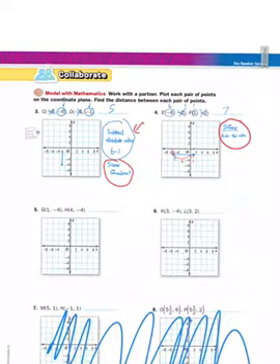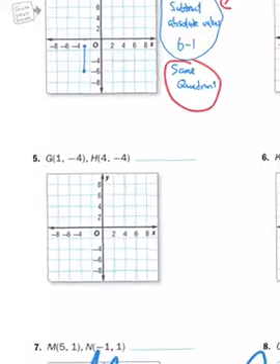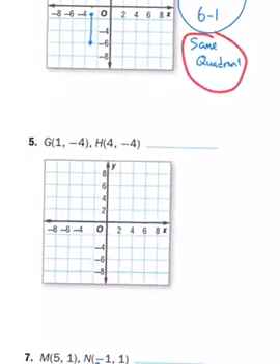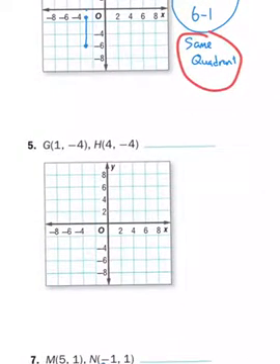All right, let's see how you did. So, first, in 5, I see positive, negative. They're in the same quadrant, so I'm going to subtract their absolute values. Now, remember, the -4s and the y are the same. So I have to do 4 minus 1 is 3. So they're going to be 3 units apart.